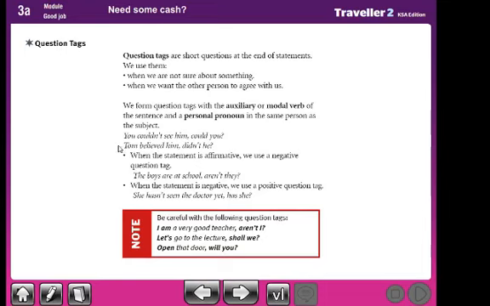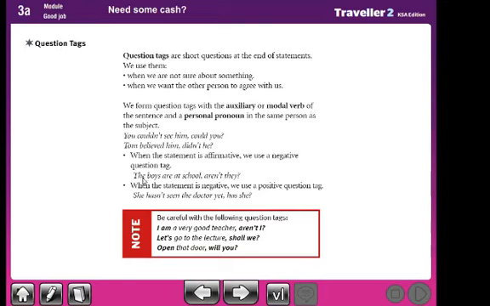Tom believed him, didn't he? Here the sentence is in the past simple. Yes, the auxiliary verb of the past simple is did. Affirmative, make it negative. Did, didn't he? When the statement is affirmative, we use a negative question tag.